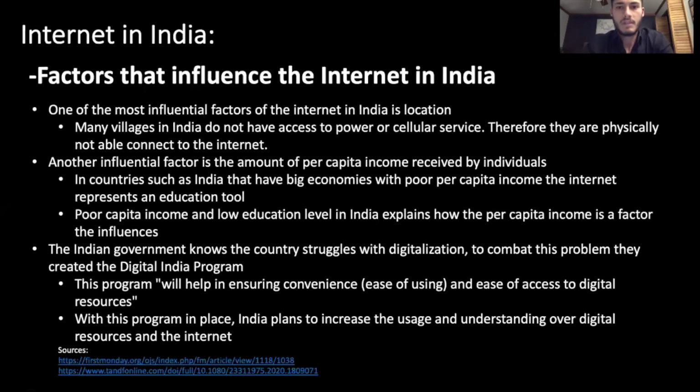So there's not many cell phone towers if you're not near the main cities and things of this nature. So if you live out or in a small village where there's not much power or things of that nature, you probably won't have access to internet.